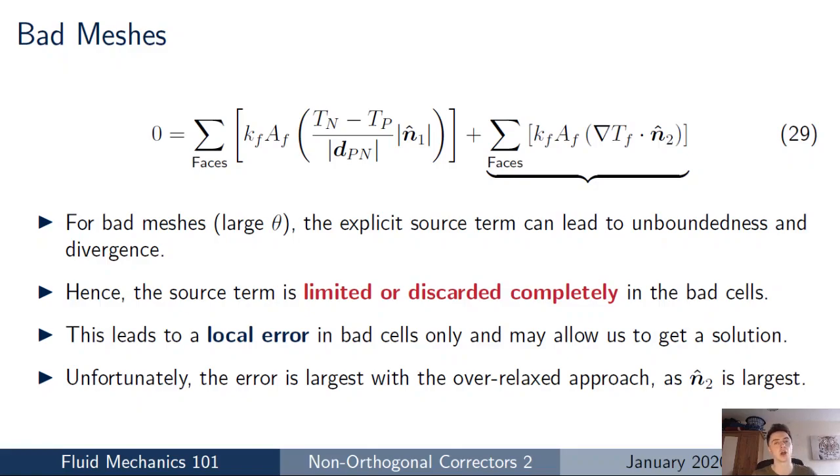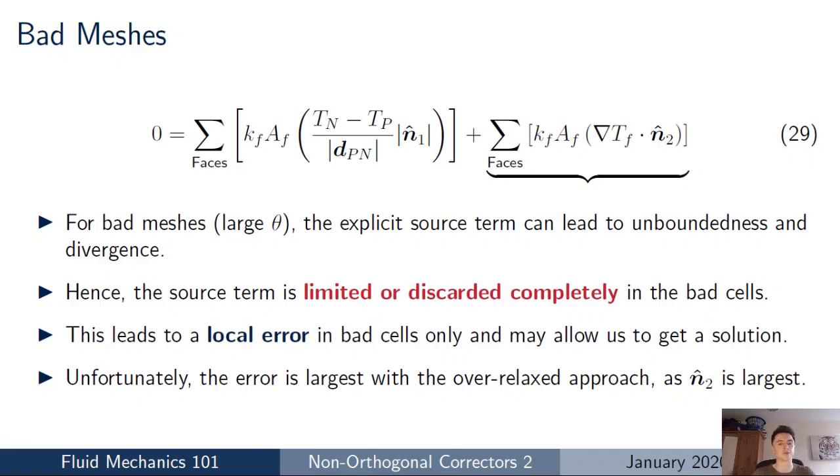And the trick is, when we have a few really bad cells in our mesh, perhaps we have some faces which are at an angle of 70 degrees rather than 50 or 40, then that source term, we can either limit it or discard it and get rid of it completely in those bad cells only. So perhaps in our 5 million cell mesh, we may have 10 or 20 cells where we choose to limit or discard the source term because the cells are really bad.